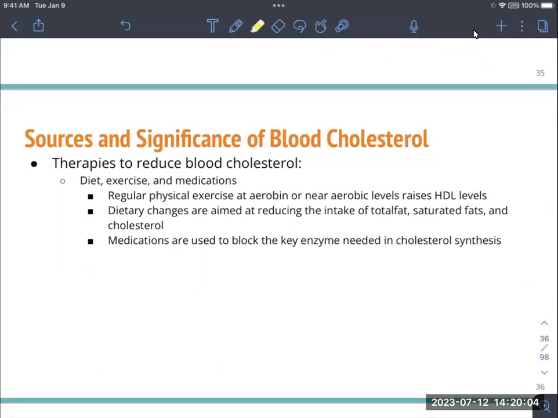There's different ways to help to lower those cholesterol levels. Your diet, eating foods that contain less fats and less cholesterol. Exercise, always. Exercise is recommended for most anything. And medications. Aerobic or near aerobic exercises actually helps to raise your HDL levels, those good cholesterols. We work to try to reduce the total amount of fat in your system through exercise. There are different medications that can block some of these enzymes used to make cholesterol. So it helps your body try to get rid of these excess fats.